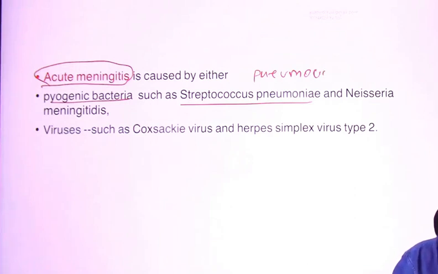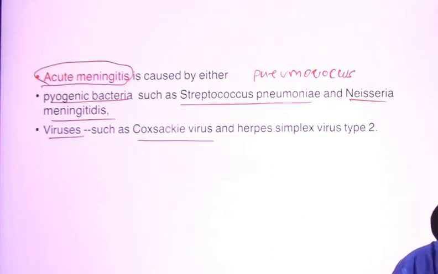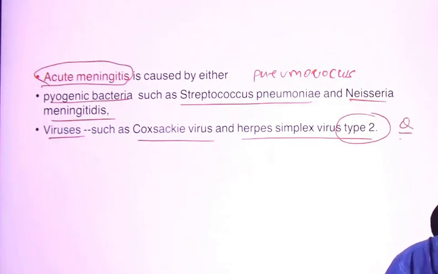That is the pneumococcus, also known as Streptococcus pneumoniae, along with the meningococci. These are the important ones, and the full list we'll discuss later. And the viruses like Coxsackie virus and herpes simplex virus type 2. See this particular thing, type 2, not type 1.